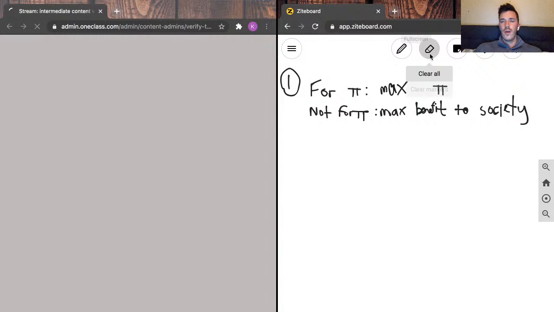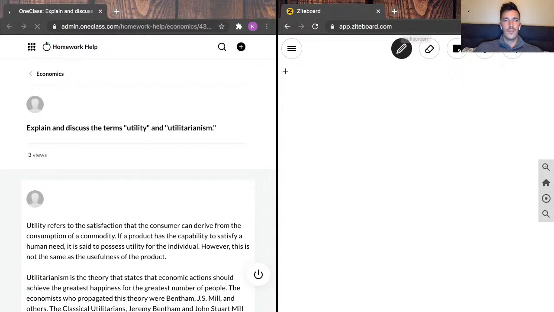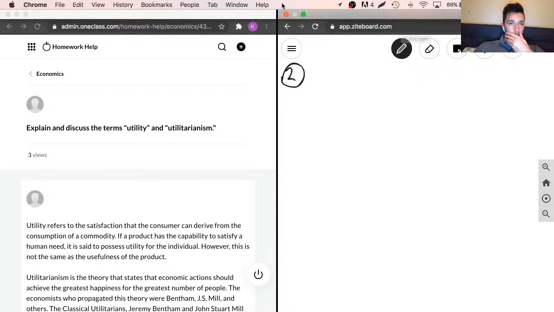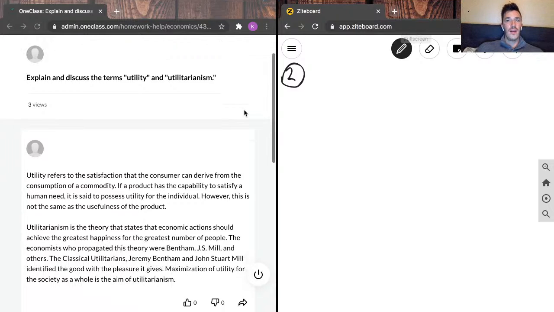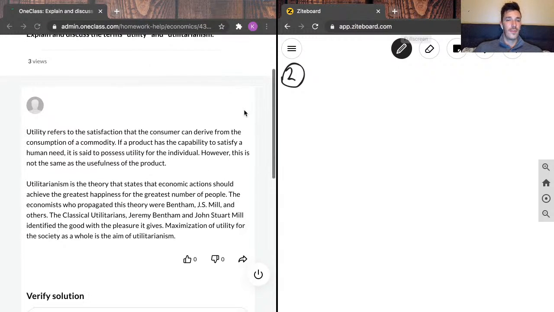Now we can move on to question 2. And question 2 reads, explain and discuss the terms utility and utilitarianism.